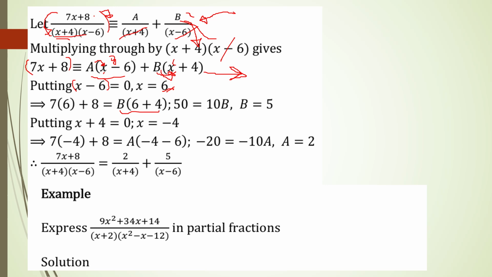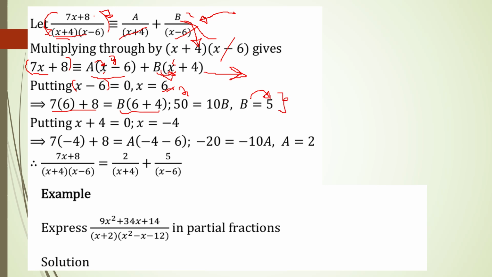And if you substitute for x on this side, it's going to be 7 times 6, then plus 8. So after computing everything, you're going to remain with 50 equal to 10b. And if you make b the subject, by dividing through by 10, you're going to end up with b being equal to 5. I hope that is clear.